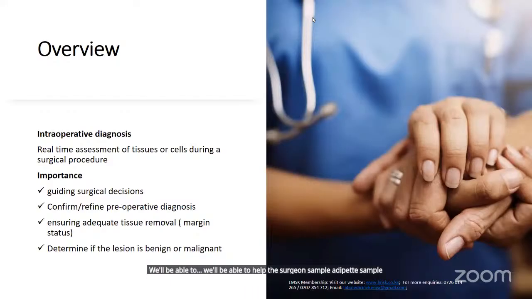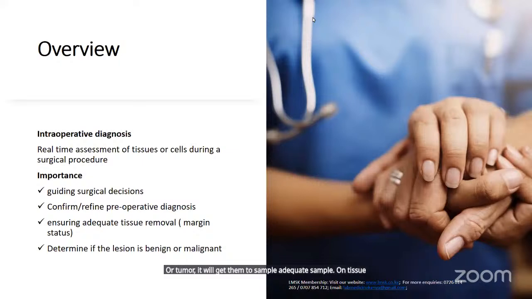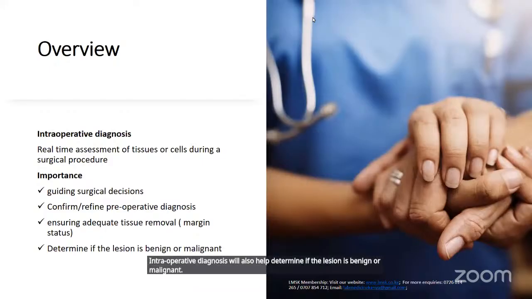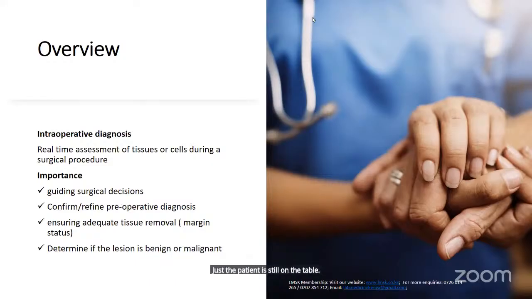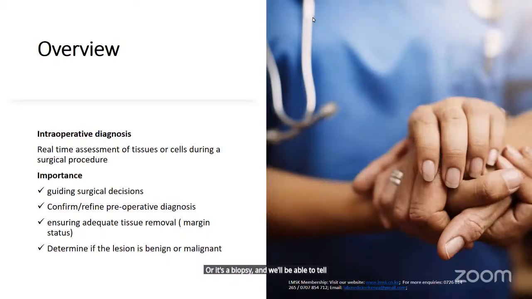Another thing is, with the biopsy, they are trying to assess the margins. They'll be able to see if the margins are positive for tumor or negative. If the margins are positive for tumor, it will guide them to sample more tissue. Intraoperative diagnosis will also help determine if the lesion is benign or malignant. While the patient is still on the table, the pathologist is able to examine the slides, whether it's an FNA or a biopsy, and tell whether the sample is malignant or benign.